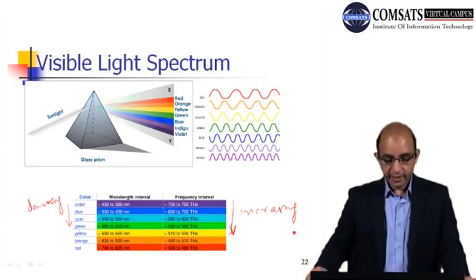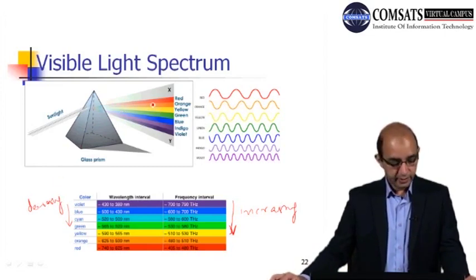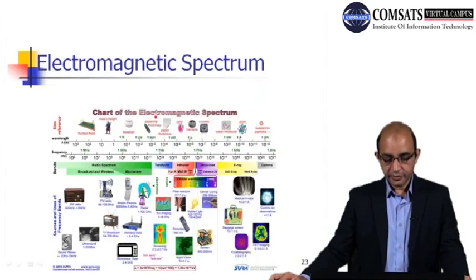So the sunlight is being passed through a glass prism, and it splits the light into 7 colors: red, orange, yellow, green, blue, indigo, violet. And here we have the wavelength range and frequency ranges for different colors. So here we have the whole story of the electromagnetic spectrum, and these are the references.